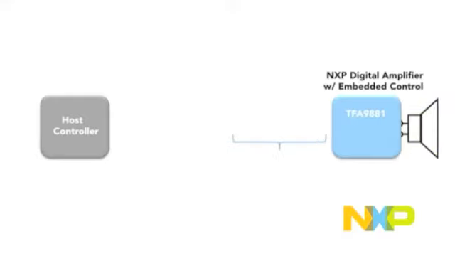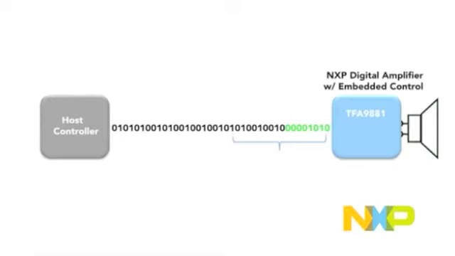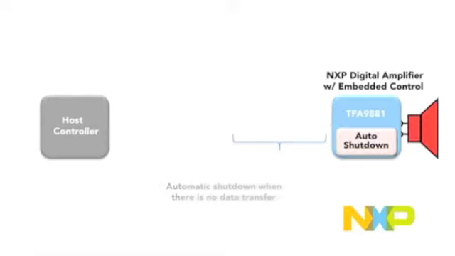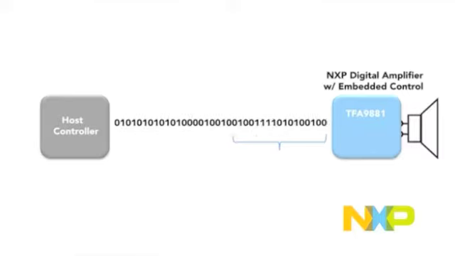The embedded control uses the first numbers that come to the amplifier as optional setup codes based on unique identifiers. Then the signal path transmits the audio data stream. When the data stream ends, the part will automatically shut down. Inside the signal path, you can embed specific tokens to mute or unmute the device. And once again, when the data stream ends, the part will automatically shut down.